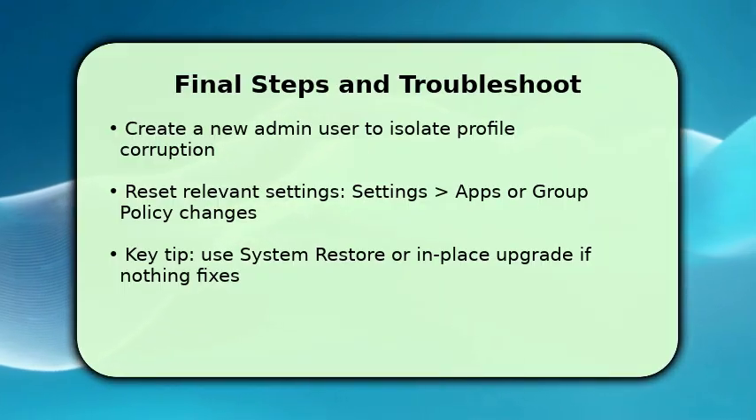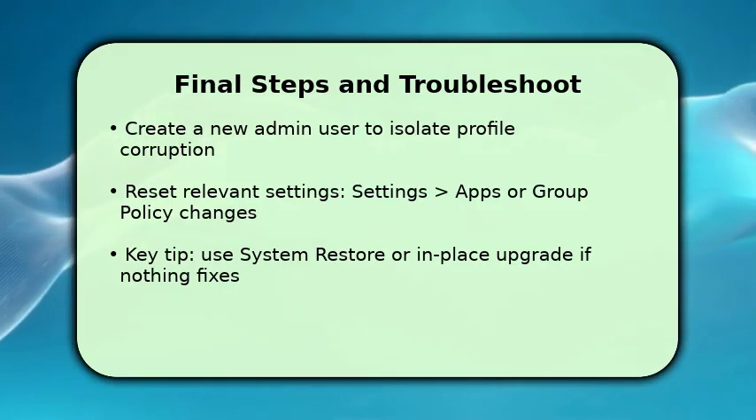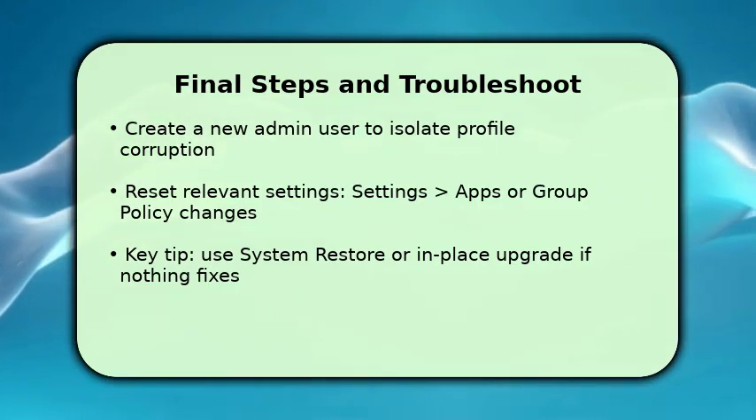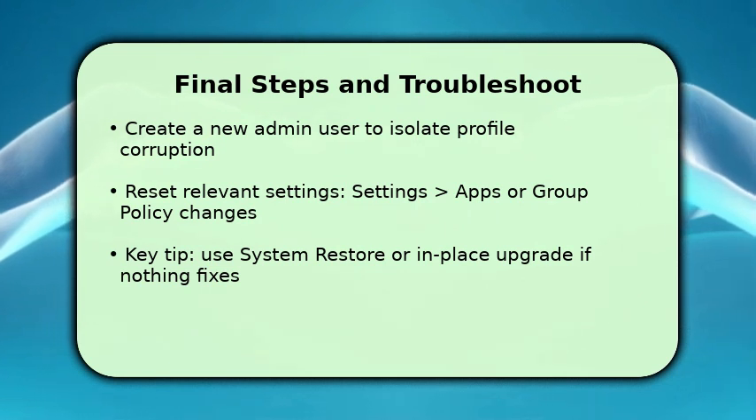If configuration or corruption persists, perform a system restore to a known good point or run an in-place upgrade repair. This preserves files while refreshing system components. If these fail, one key troubleshooting tip: back up data and consider a clean install as a last resort.